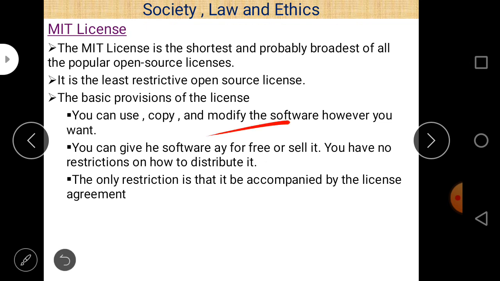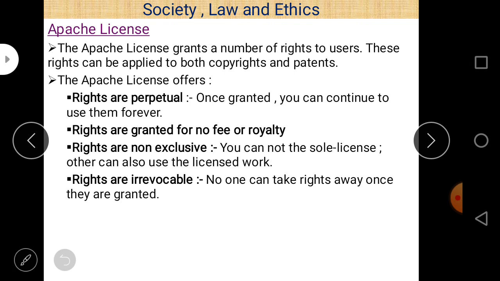And the third license is Apache license. The Apache license basically grants a number of rights to users. These rights can be applied to both copyright and patent. The basic features of Apache license are: first, rights are perpetual. That means once granted, you can continue to use them forever. It means for lifetime.